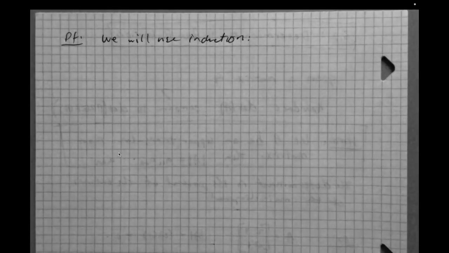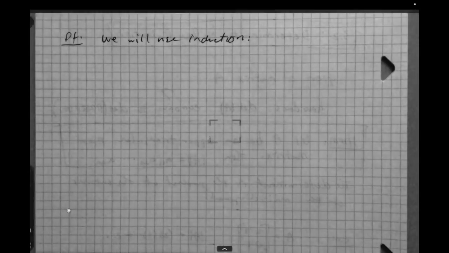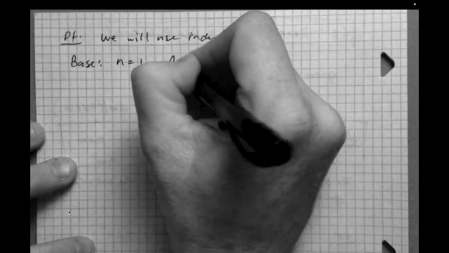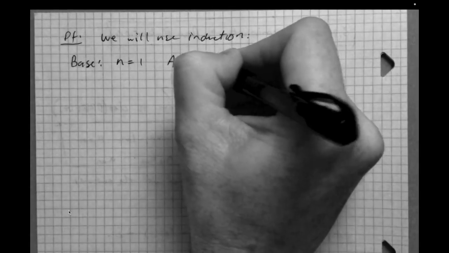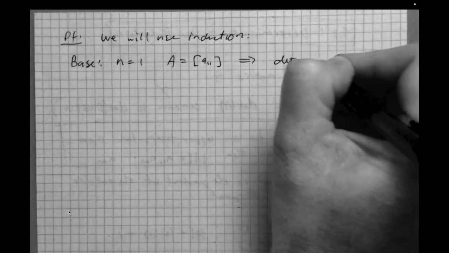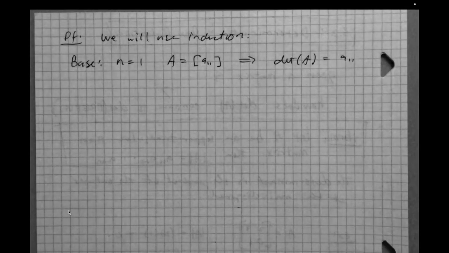Okay, so we're going to use induction to prove this. And so we'll start with our base case. We'll let n equal 1. Right, so this is the base case. So in the case of A being a 1 by 1 matrix, we know that there's just one entry, and we know that the determinant is A11. Okay, and so that gets us our base case. It's obviously A11, the diagonal element, right?